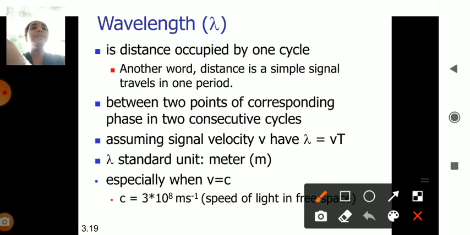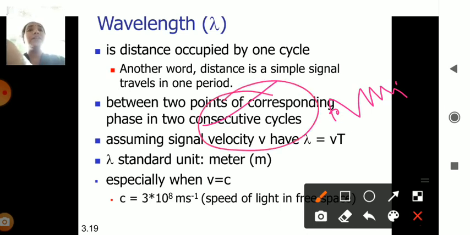In other words, it is the distance a simple signal travels in one period. In one period, it is the distance the signal travels from one end to another, between consecutive points. That is one cycle, and it is calculated using lambda. Lambda is equal to V times T, where V is the velocity. Velocity can also be the speed of light, which is equal to C.